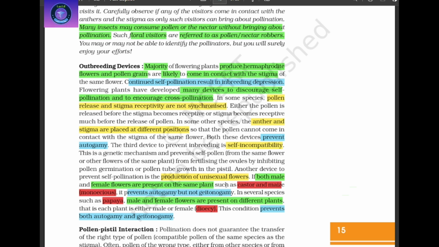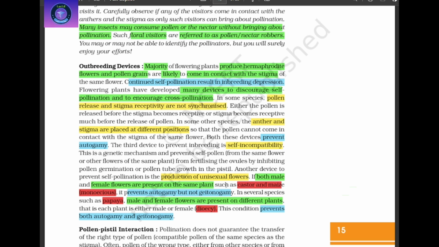Because of unisexual flowers. For autogamy to happen, it should be a bisexual plant with bisexual flowers, or even closed, cleistogamous flowers. But what is happening here? Bisexual plant, unisexual flower. So hence autogamy is prevented. Clear? Now, what are the examples? I have told you, castor and maize. Now moving ahead with dioecious.